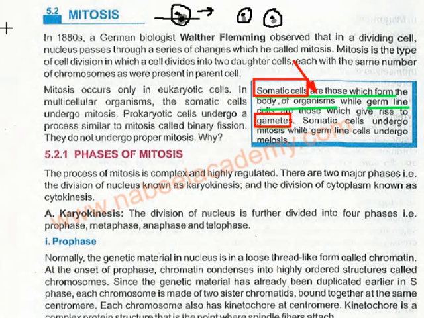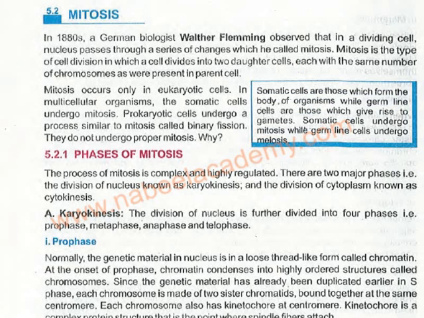Each and every cell except your reproductive cells, except the reproductive cells of each and every organism, like I'm talking about the eukaryotes. The eukaryotes, the multicellular organisms, have mitosis in each and every cell of their body except the gametes. Okay, now phases of mitosis.